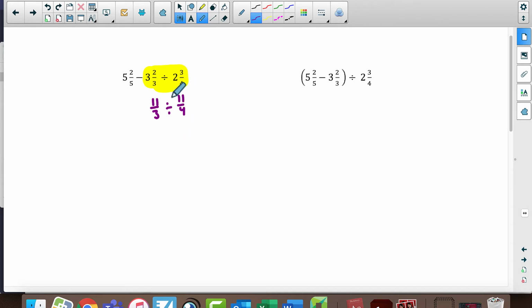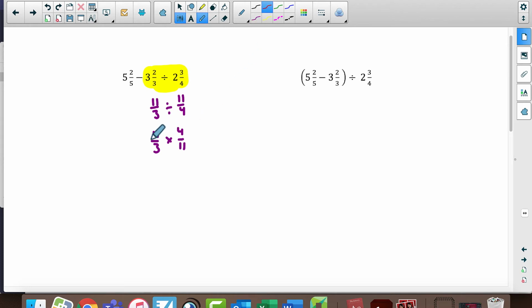How do I divide? We don't. We hate dividing. What we do instead is multiply by the reciprocal. Remember how to do it? Keep the first fraction the same, change your division into a multiplication, and flip the second one. Get the reciprocal, which is 4 over 11. Now we can multiply. Do we need common denominators? No, not when we multiply, not when we divide.